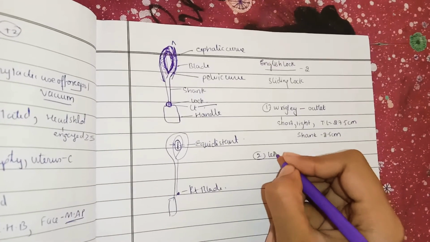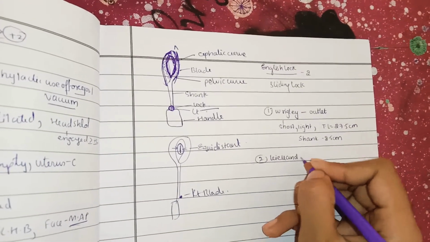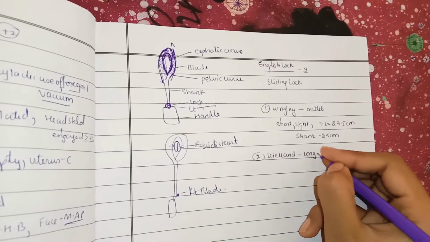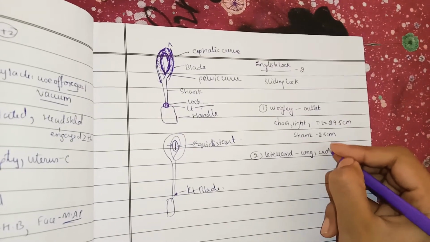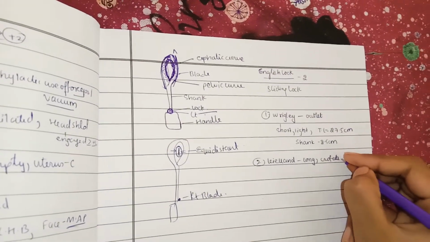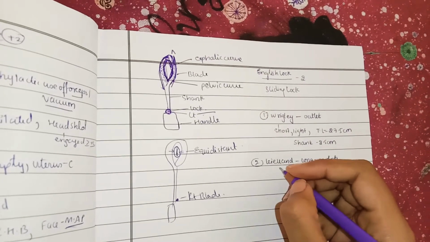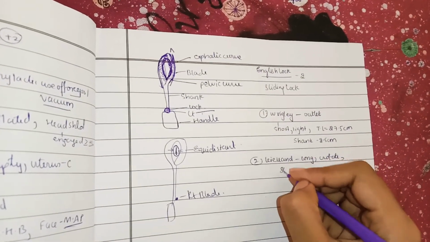Next, coming to Kielland forceps. This is a long forceps, the only forceps which can rotate the head of the fetus. It is a rotational forceps, but it's outdated. It has a sliding lock.